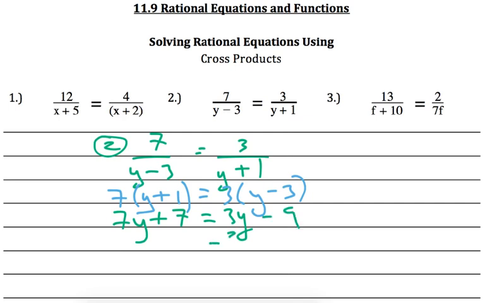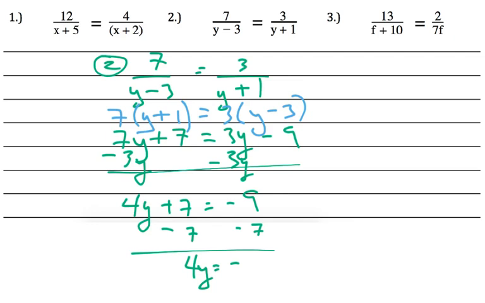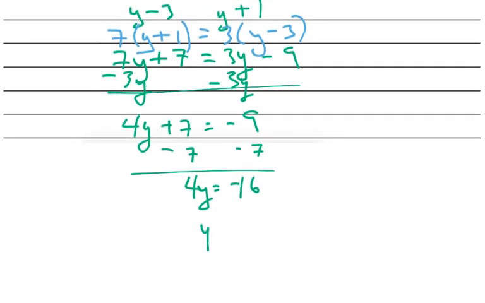And next, I look at this equation, I'm like, well, let's take 3y away from each side. If you wanted to subtract 7 in this step, that's fine. I'll rewrite the left side as 4y plus 7 is equal to negative 9. Subtract 7 from both sides, and you'll get 4y is equal to negative 16, which means that y is negative 4.